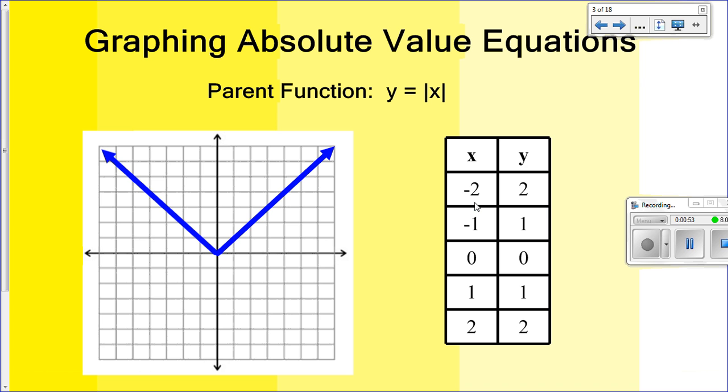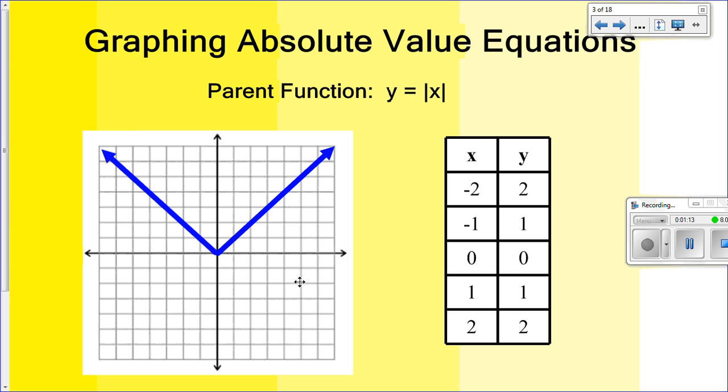-2 absolute value is 2. -1, the absolute value is 1. 0 would be 0. 1, absolute value is still 1. And 2 is also 2. Plot the points, and this is what you get.